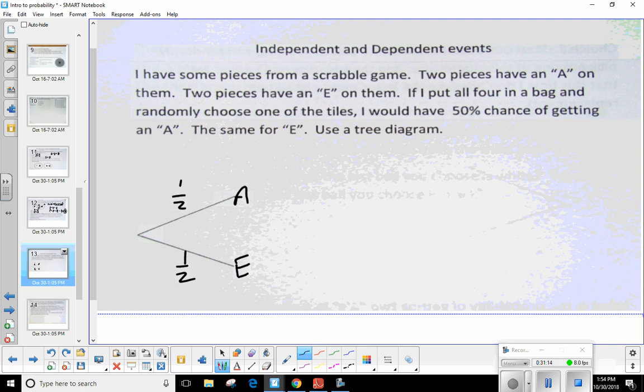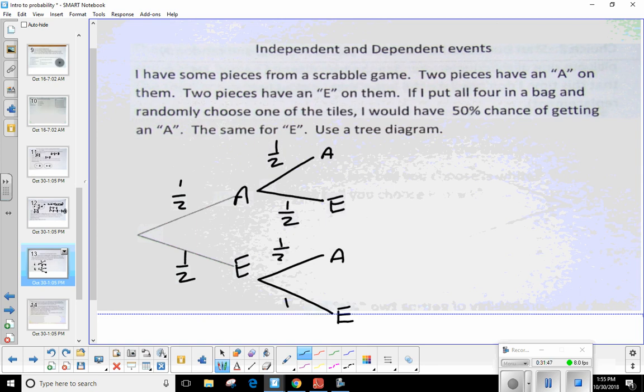But now, for this first choice, let's say I do pull out an A. I'm going to put that A right back. So to continue this, for the second choice, what's the probability now of pulling out an A? It's still 1/2 because I put that tile back in. Same thing for the E, 1/2. And then if I had chosen an E first, it's going to branch off in the exact same way. If I draw an E, but then put it back, I've still got a 1 out of 2 chance of drawing the A or a 1 out of 2 chance of drawing the E.